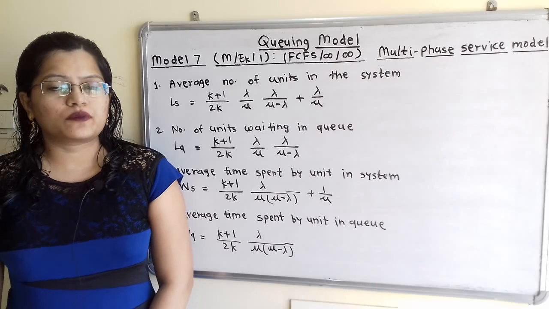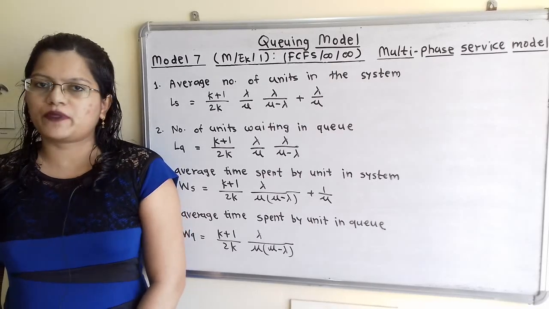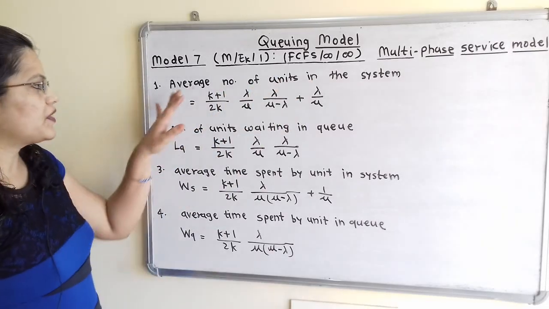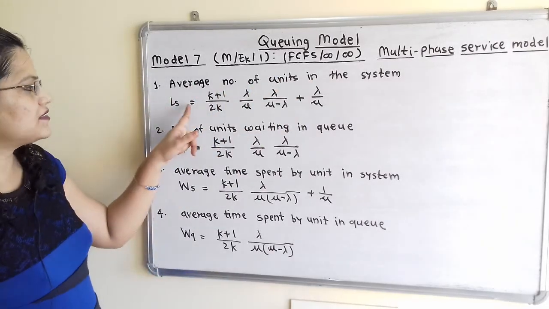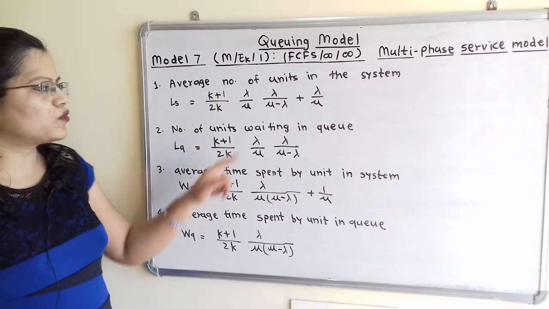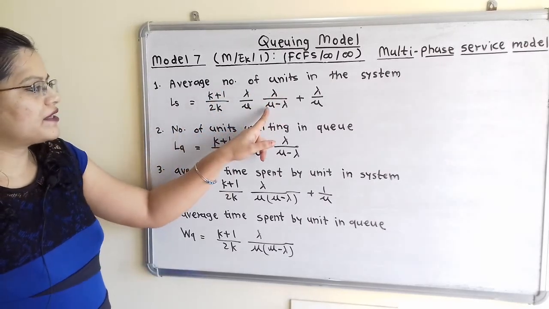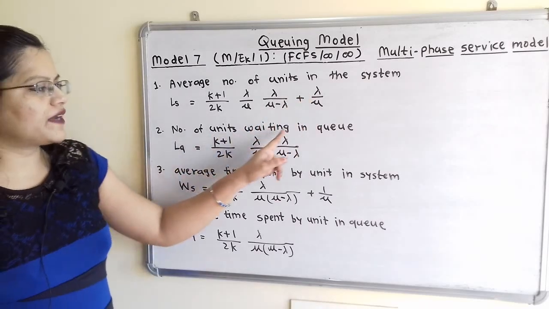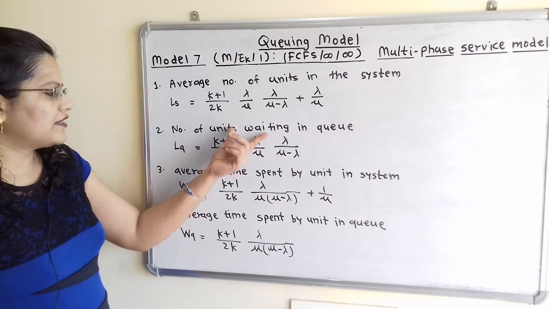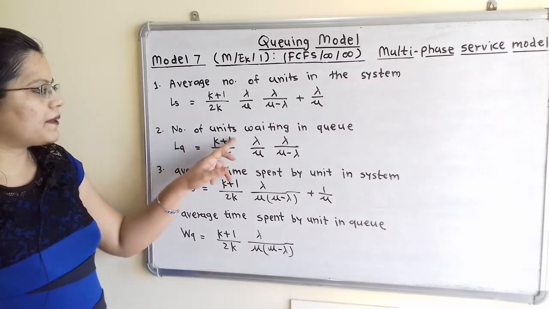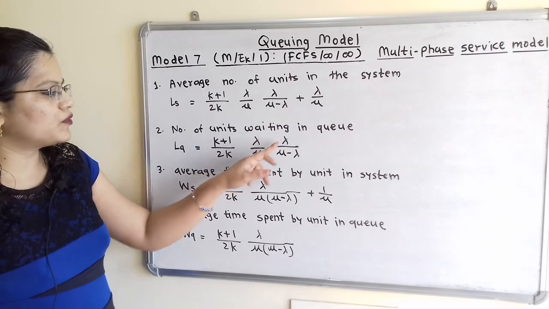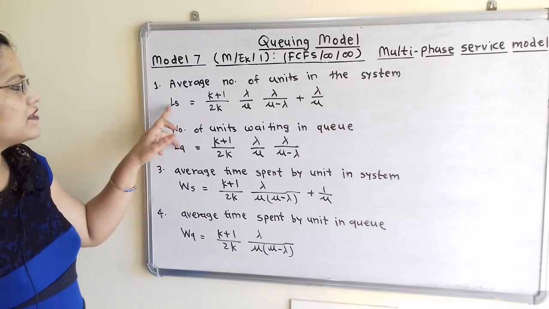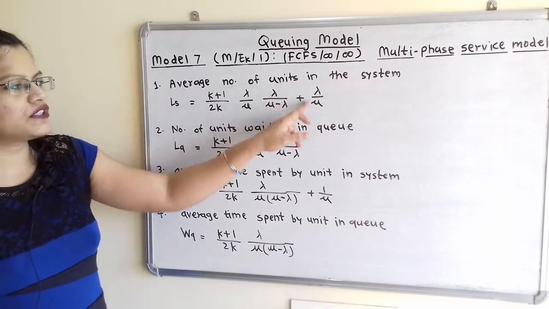Now we will move to the formulas which are useful to solve the problems. First formula, average number of units in the system, that is the length of the system: Ls is equal to (K plus 1) divided by 2K into lambda by mu, into lambda divided by (mu minus lambda), plus lambda by mu. Second, number of units waiting in queue, that is length of the queue: Lq is equal to (K plus 1) divided by 2K into lambda by mu into lambda divided by (mu minus lambda). If we compare these two formulas, then for the length of the system we have to just add lambda by mu.